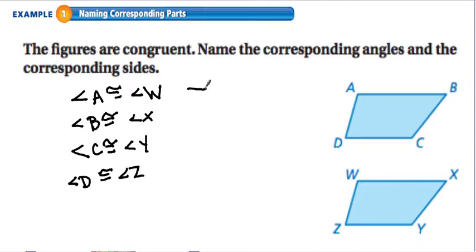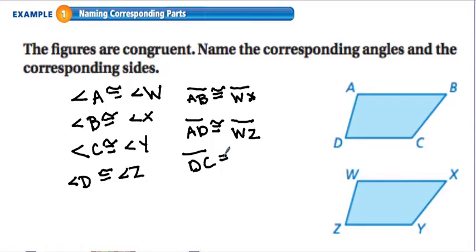Side AB is congruent to side WX. See how they're both on the top? They look exactly the same. They're in the same position. Segment AD is congruent to segment WZ. Segment DC is corresponding with and therefore congruent to segment ZY. And the last segment, segment CB, is corresponding and therefore congruent to segment YX.